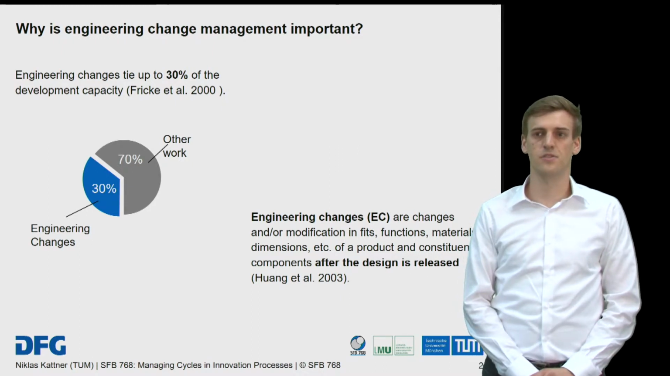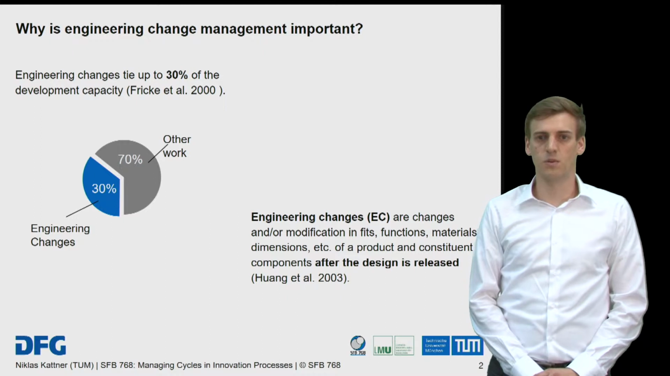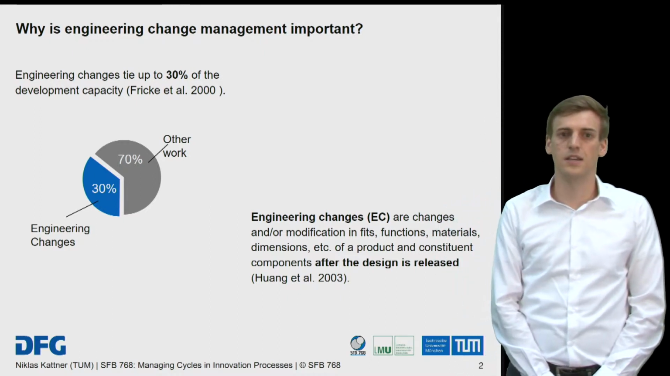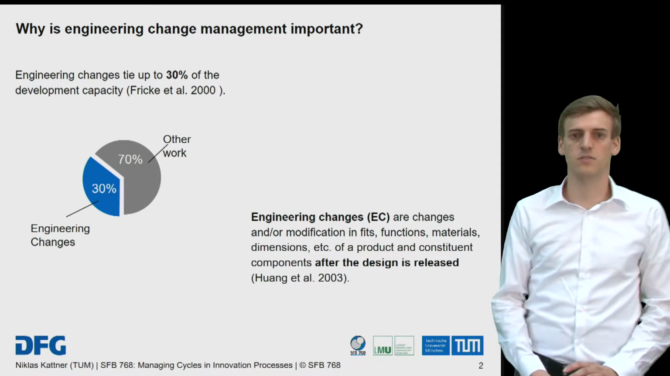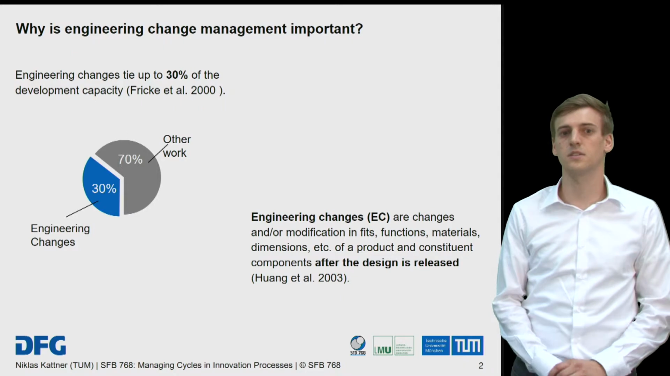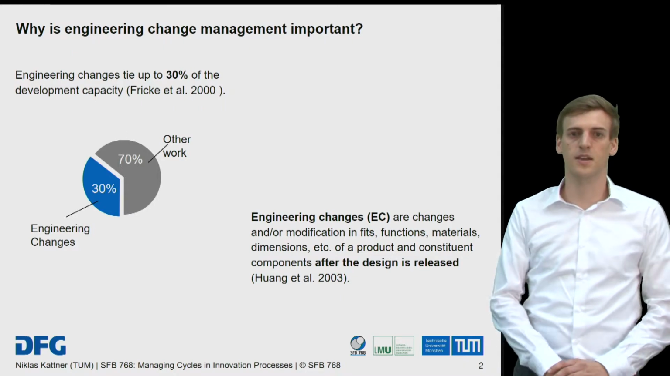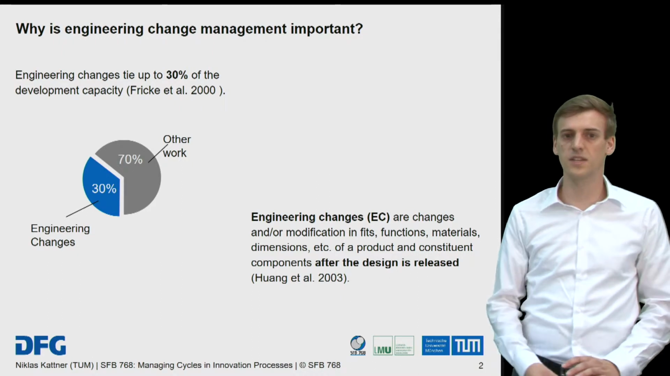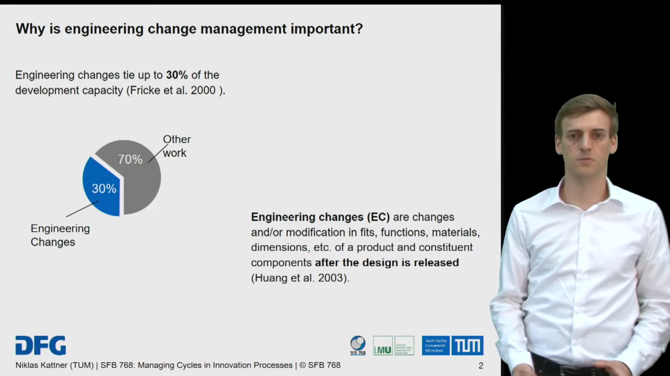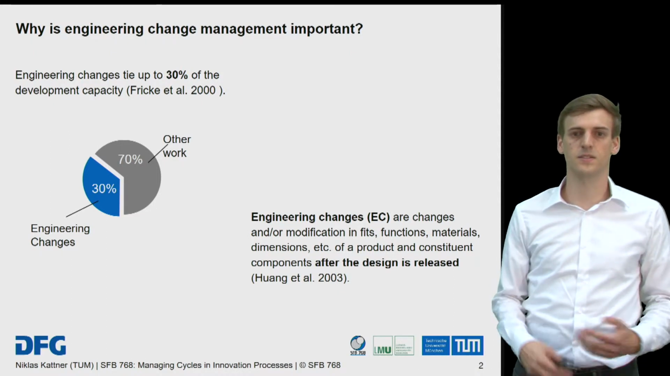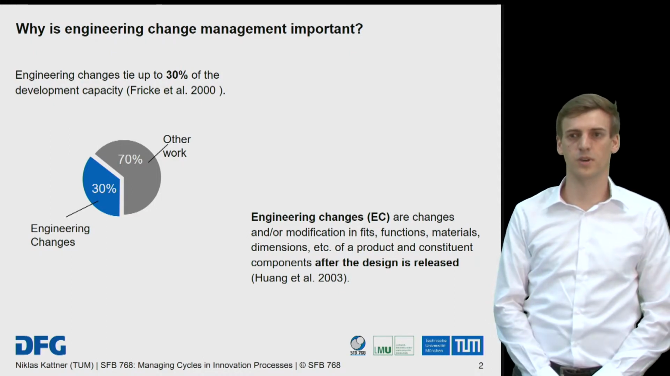The scope of engineering change management becomes more clear when we look at the definition of an engineering change itself. An engineering change usually describes a modification in fits, functions, materials, the dimensions of a product and constituent components after the design is released. This means if any development artifact gets released, a change to it should trigger an engineering change process, since there's a high chance the change can propagate.